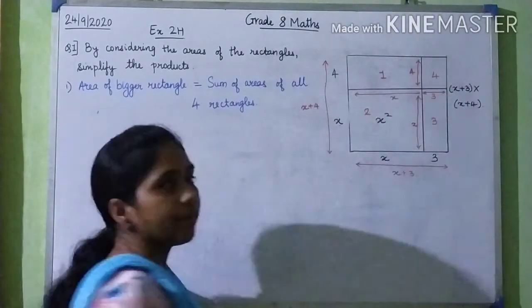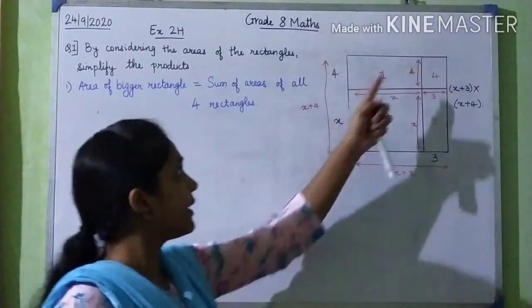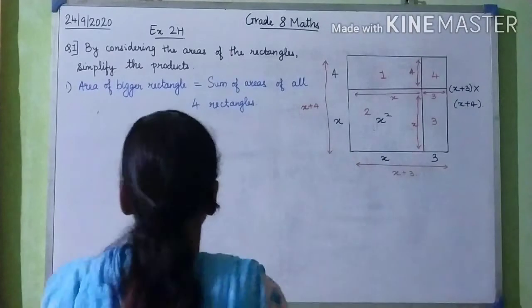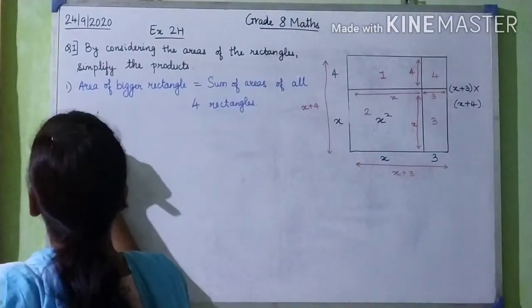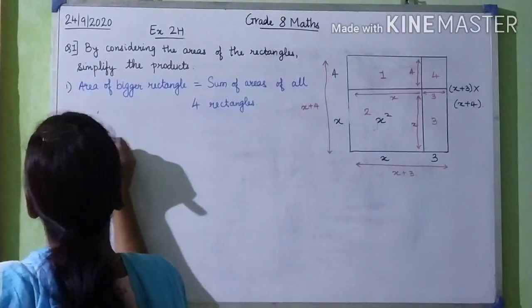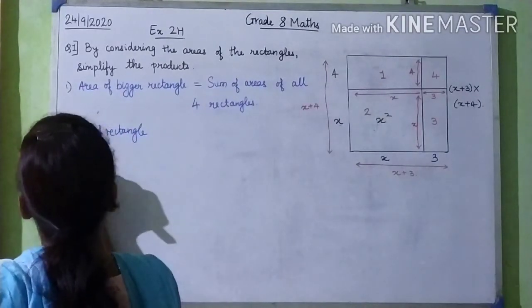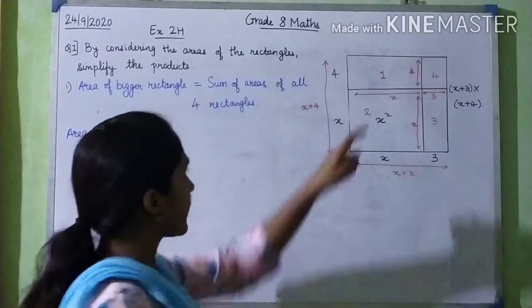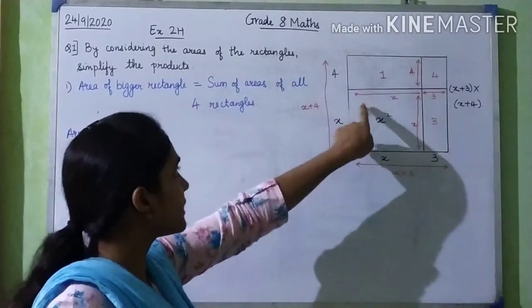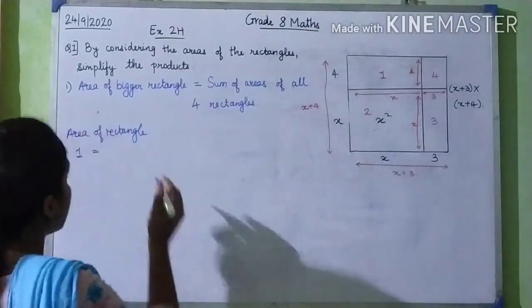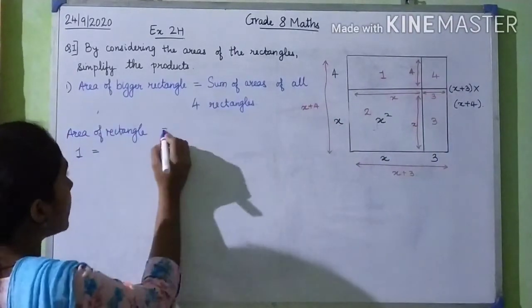area of this bigger rectangle, right? So I will find the areas one by one, the rectangles. So let me find the first one. Area of rectangle number 1. Okay. So for rectangle number 1, what is its length? Its length is x and its breadth is 4. Okay. So what is the area of rectangle formula?